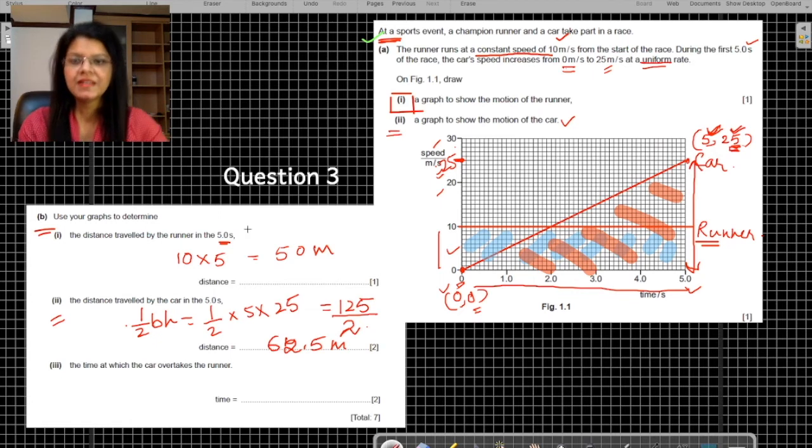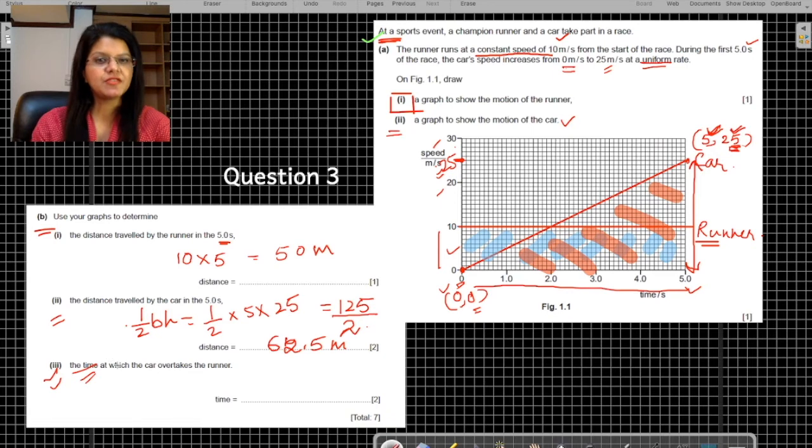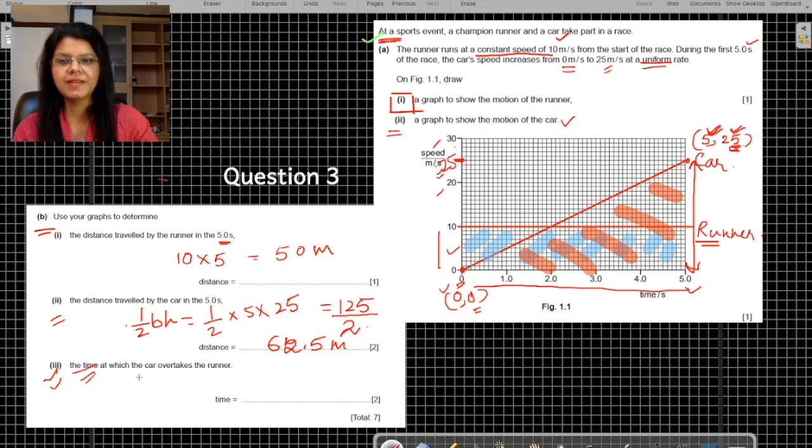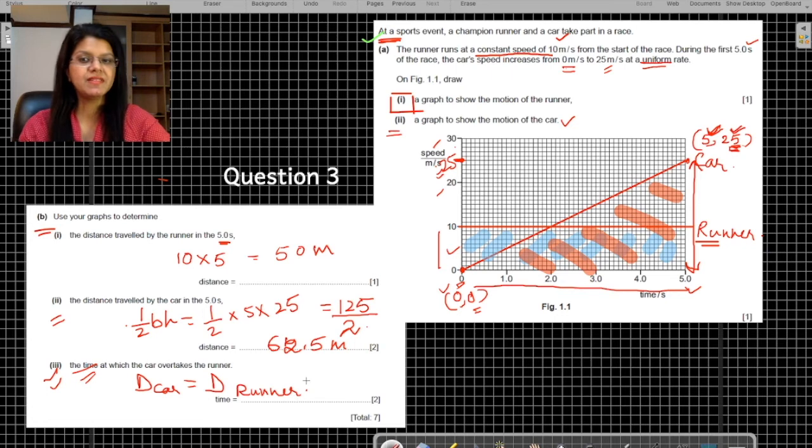Alright. So the time at which the car overtakes the runner, the last part. We have to talk about the time when the car overtakes the runner. So what would that time be? That time will be the time when the distance traveled by the car becomes equal to the distance traveled by the runner. That particular moment is the time when the car overtakes the runner.